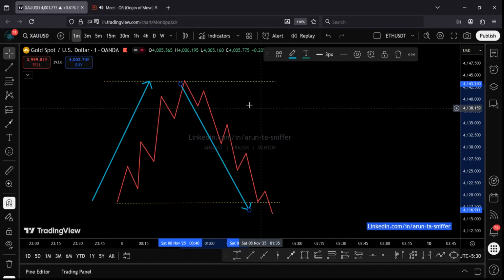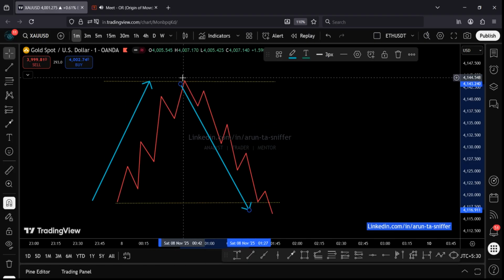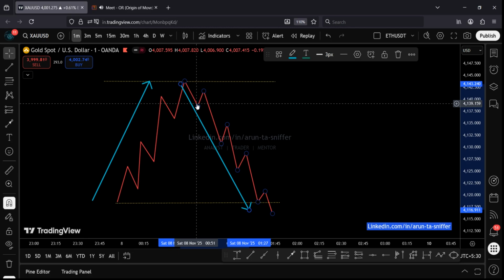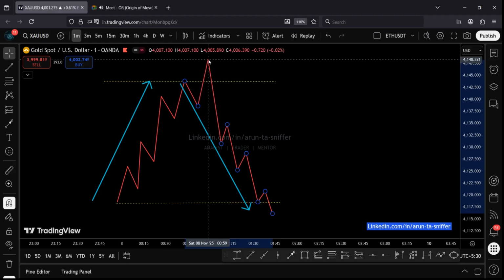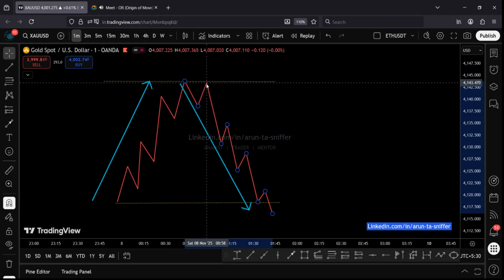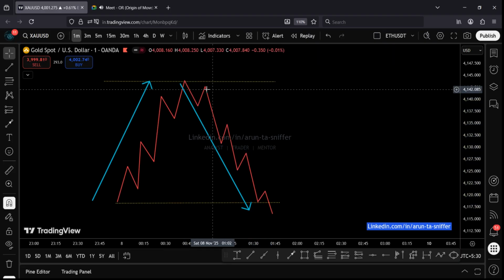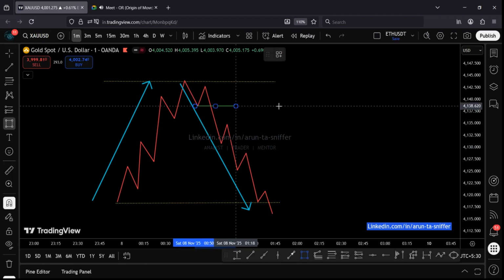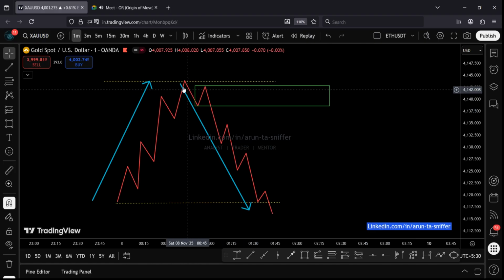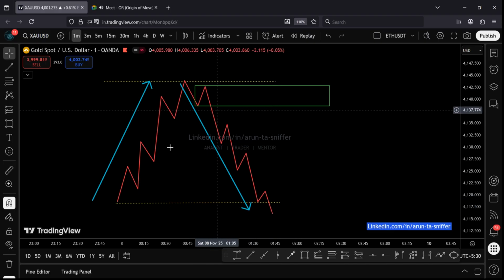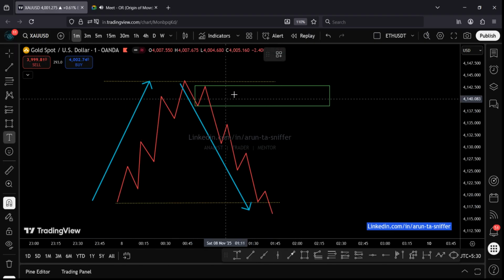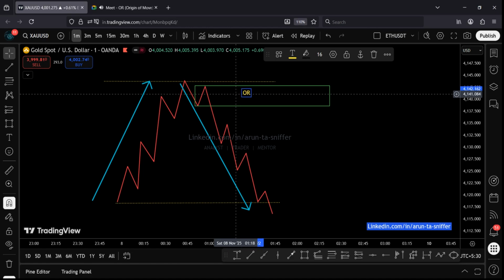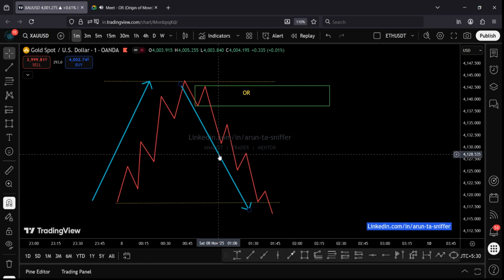Price was going up, then pulled back. If price had to follow the direction, it should go up again here. But what happened? This turned the direction. From where did it turn the direction? From this pullback. So this will be our origin, called origin of move, down move. From this down move, this is the origin. We call this OR, origin, right?